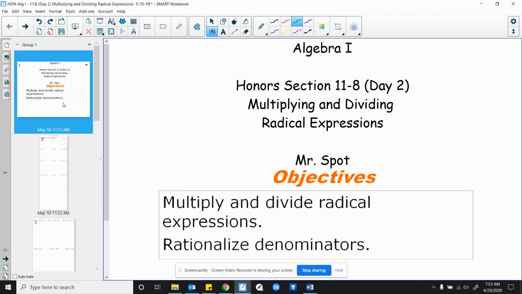Today we are going to look at section 11.8 still. Instead, today for day 2, we're going to look at just dividing radical expressions. Monday, we did all multiplying radical expressions.